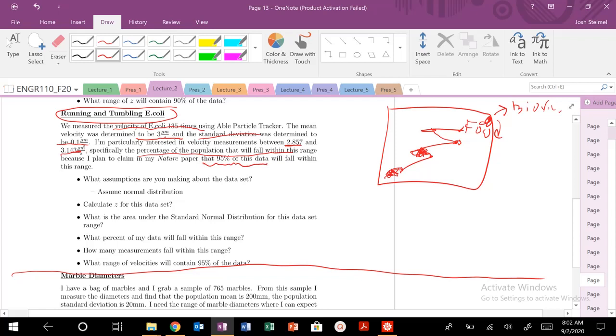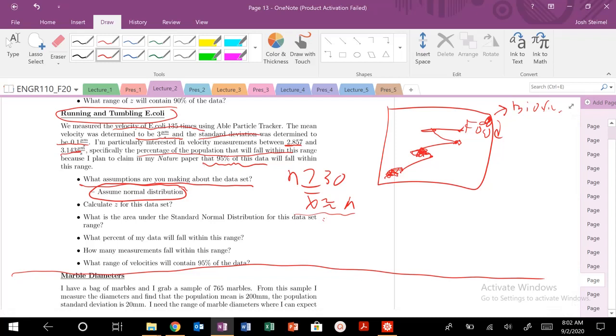So first, let's break down this problem. I measured the velocity 135 times, so n is greater than or equal to 30, a large data sample, and we can make the assumption that x bar is approximately mu. Anyway, we can work with this data set using our traditional methods. We also need to make an additional assumption that our population distribution is normally distributed.